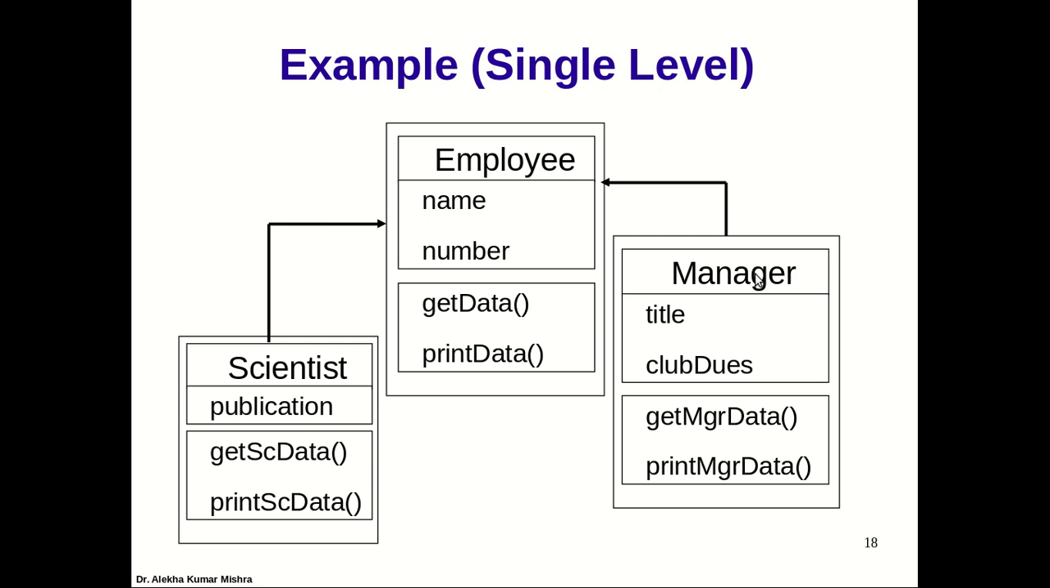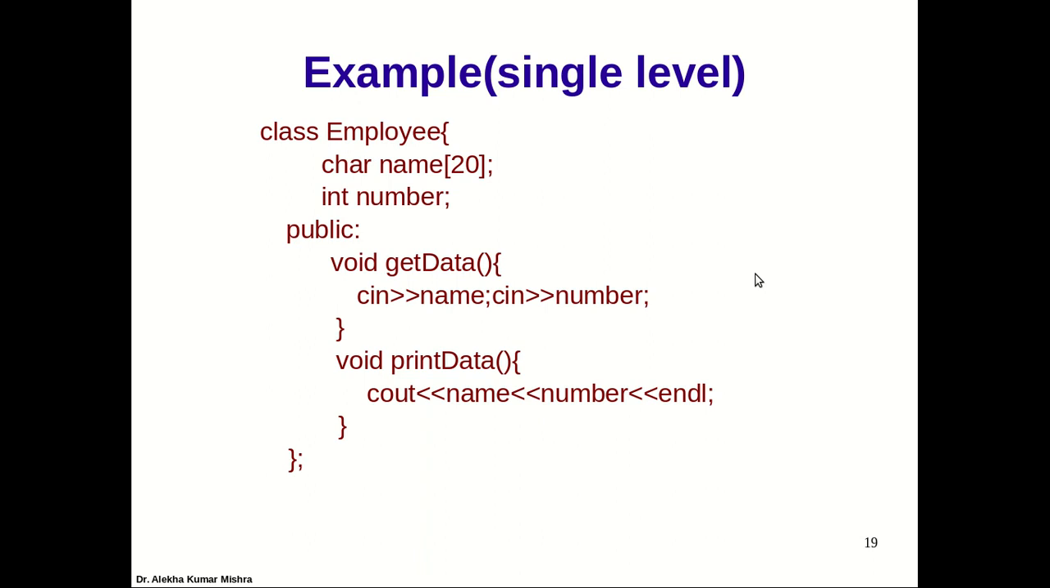Let's see this example. So we have defined the class employee, with a name, an array of characters or a string, and a number, an integer, private. The member functions are public: void get data. So name and number are taken as input and stored in the variables name and number, and then we print. So we take the input and print this. Simple classes, just for a beginning we are using simple examples.